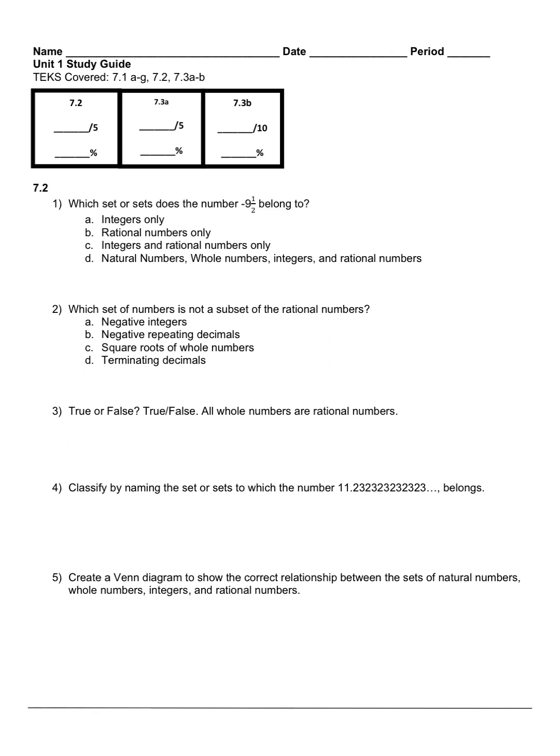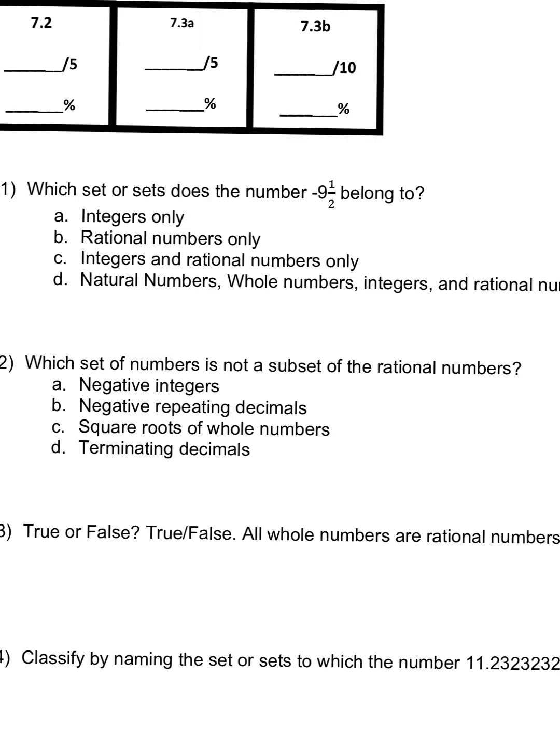Okay, study guide, adding and subtracting, Unit 1A. Negative 9 1/2 is rational only. It's not an integer because of the half. So, boom. Which set of numbers is not a subset of rational numbers?